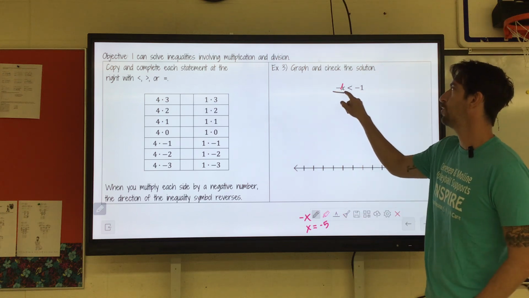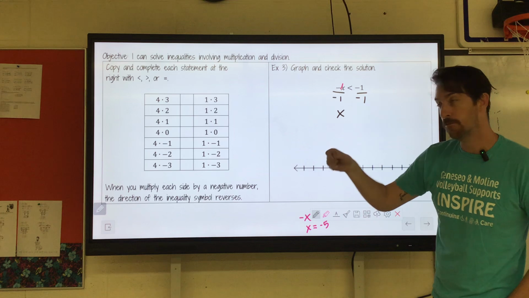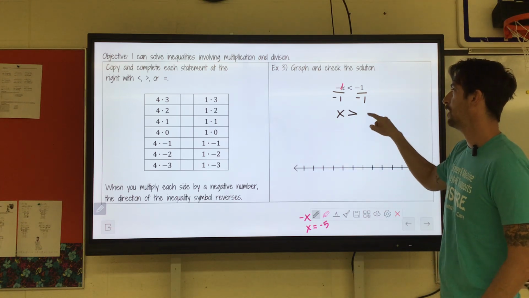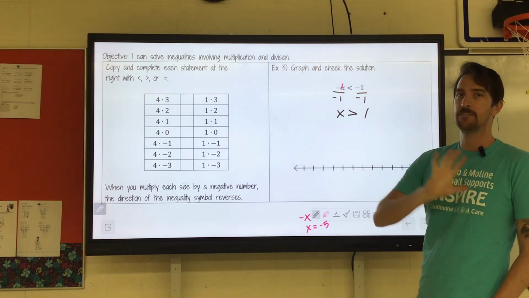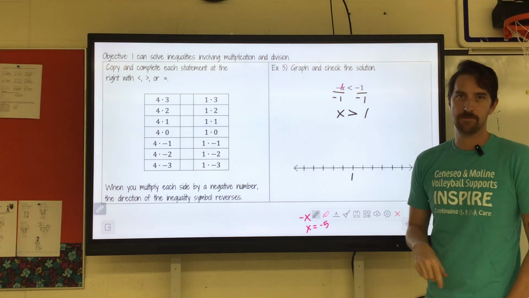So if we divide both sides by negative 1, we have to remember to flip the inequality. So now it's going to switch to greater than, and then negative 1 divided by negative 1 is positive 1. That's the only trick here. If you multiply or divide both sides by a negative, you've got to flip the inequality.